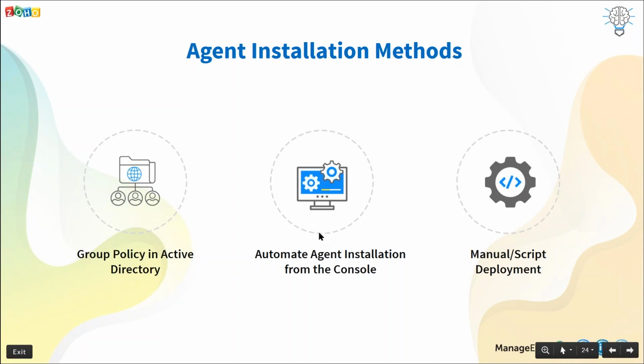Secondly, we have automatic agent installation. This is done directly from the web console. You can add multiple domains or workgroups, choose the machines, and push out the agent to them. And lastly, we also have scripts that you can use to install the agent manually. Alternatively, you can also download the agent package from the web console and use the setup files to manually execute the installation from the target machine.